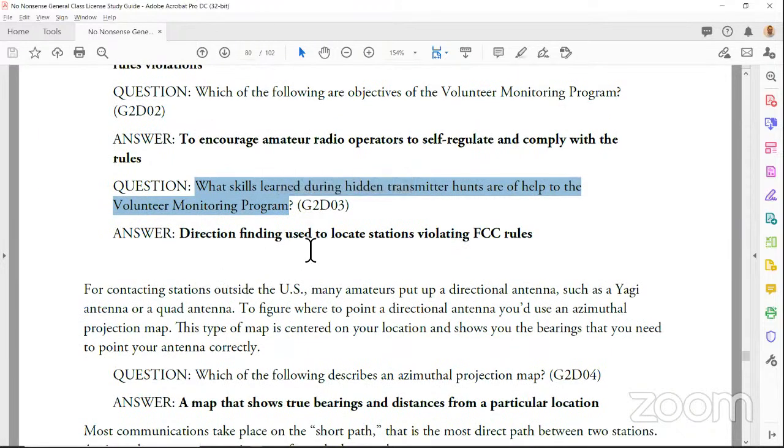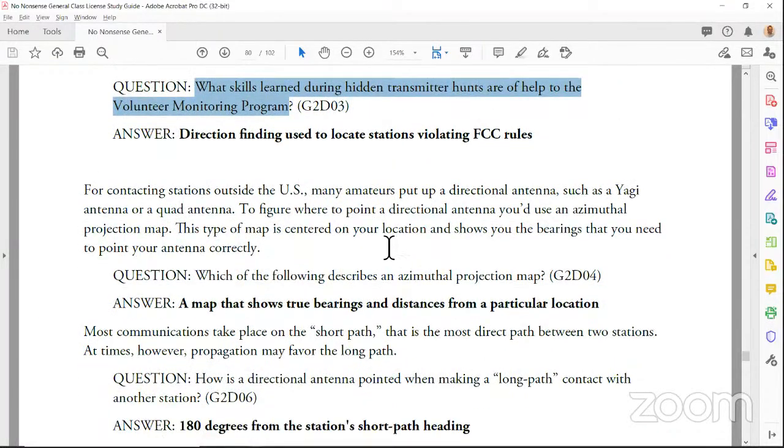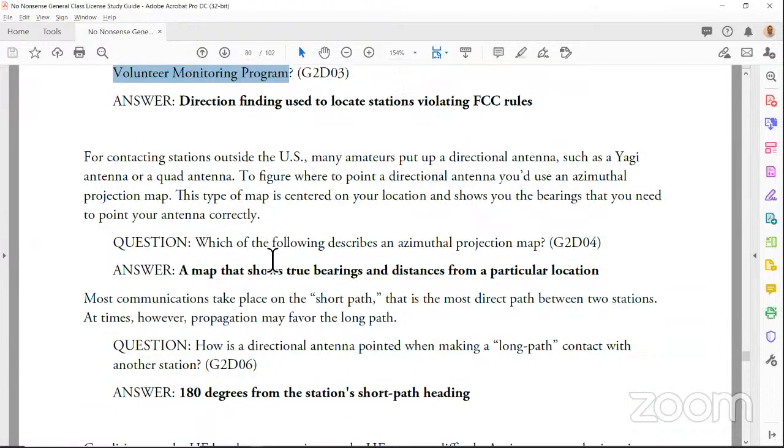What skills learned during hidden transmitter hunts are of help to the volunteer monitoring program? So we said that if you have to find errant transmitters or errant operators, being able to locate stations using direction finding techniques is helpful. So that's the answer: direction finding used to locate stations violating FCC rules. So that's a good skill if you want to be part of the volunteer monitoring program.